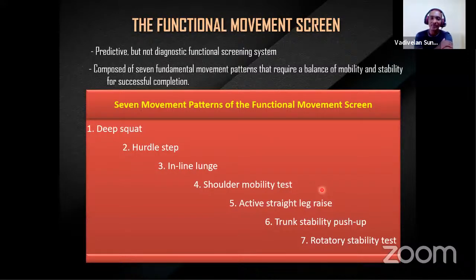The next subcategory is the functional movement screen, how you can screen functional movement. There is no quantitative assessment for functional movement screening. It's a predictive assessment. It's a diagnostic tool. You can use it on athletes as well as normal people to test balance and coordination. These seven tests can be used.